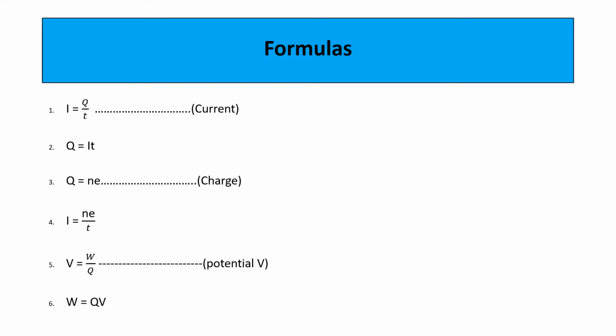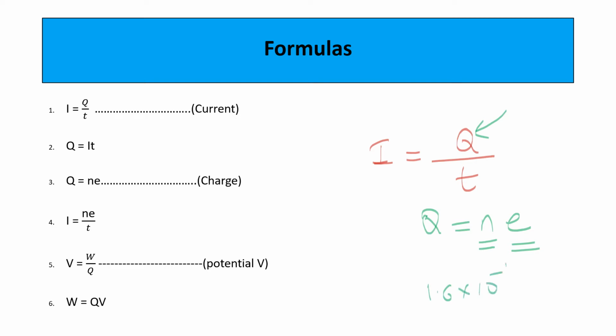The first formula we learned is I. I is the electric current, and electric current is the rate of flow of electric charges. Q represents the charge. Charge is Ne. Q is equal to N into E, where N is the number of electrons and E is the charge of an electron. The charge of an electron is 1.6 into 10 raised to minus 19 coulomb. The coulomb is the unit of charge Q.